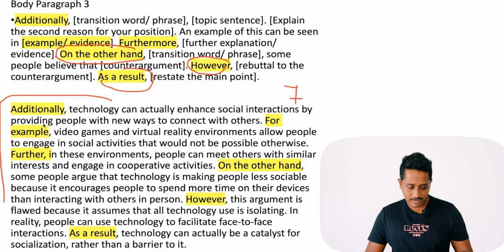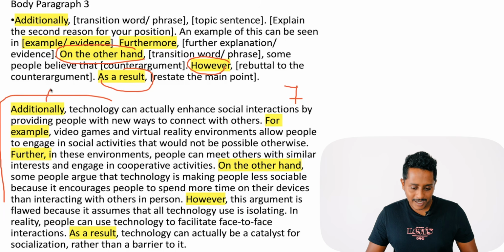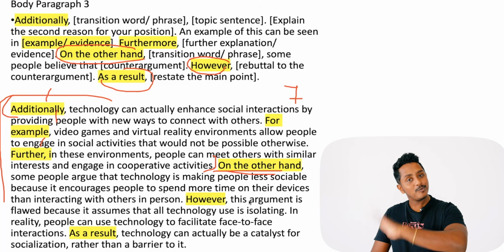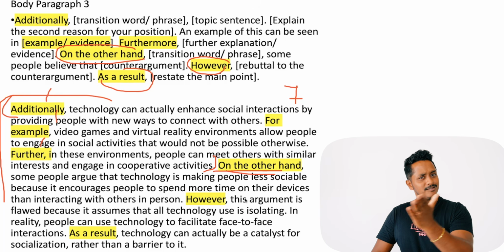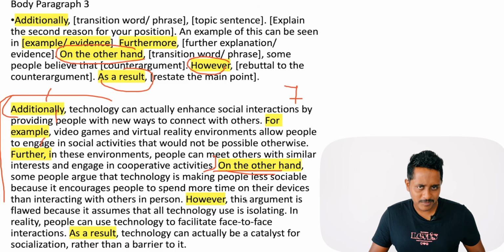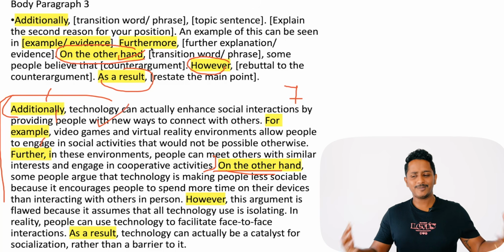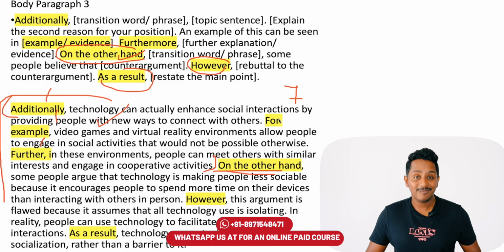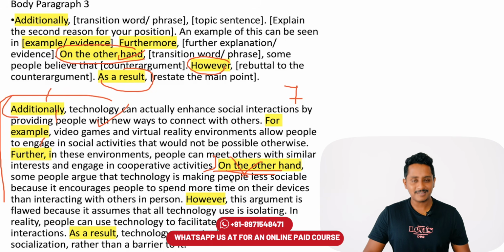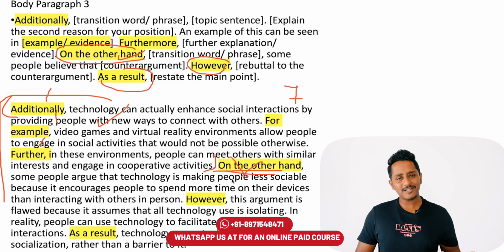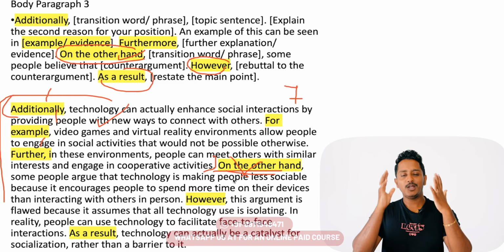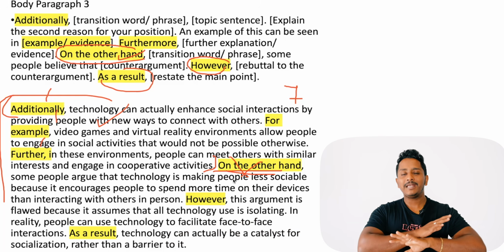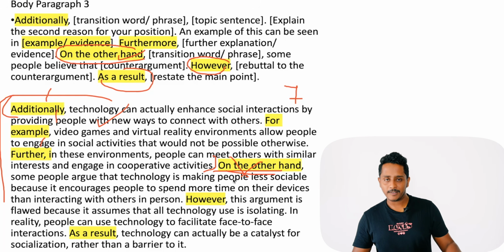Just watch these words highlighted in yellow. Additionally, for example, further. So this is another main idea, and on the other hand, we're trying to prove why I don't think that technology is making people less sociable. We told about technology helping people to interact. That's the question. We also have to talk about the other side, because that is there in the question. People don't write this because they don't have a particular structure for a particular format or a template. Use this template. Automatically, every aspect of it will be cleared.